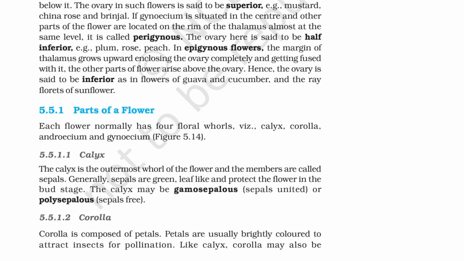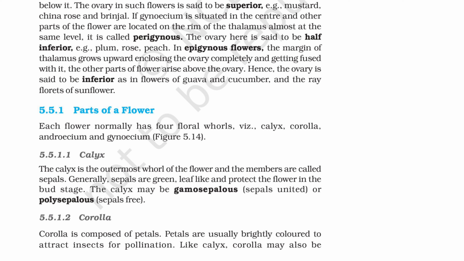Parts of a flower. Each flower normally has 4 floral whorls, viz., calyx, corolla, androecium and gynoecium. Calyx. The calyx is the outermost whorl of the flower and the members are called sepals. Generally, sepals are green, leaf-like and protect the flower in the bud stage. The calyx may be gamosepalous, sepals united, or polysepalous, sepals free.